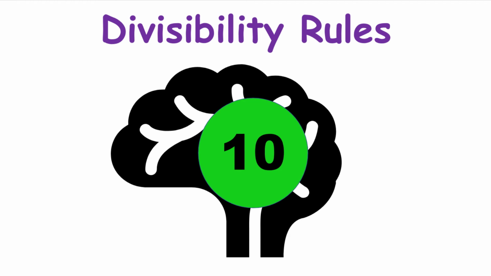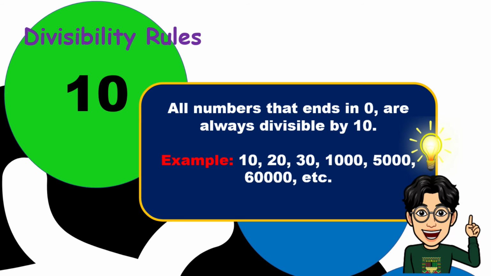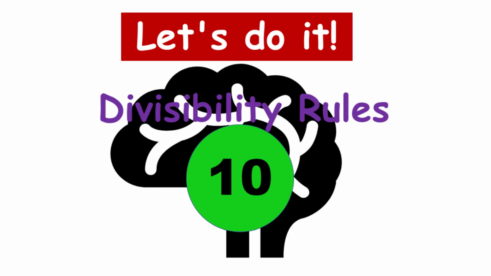Now, let us talk about the divisibility rule of 10. All numbers that end in 0 are always divisible by 10. Examples are 10, 20, 30, 1,000, 5,000, 60,000, etc. Let's have some exercises about the divisibility rule of 10. Tell if the number is divisible by 10 or not.